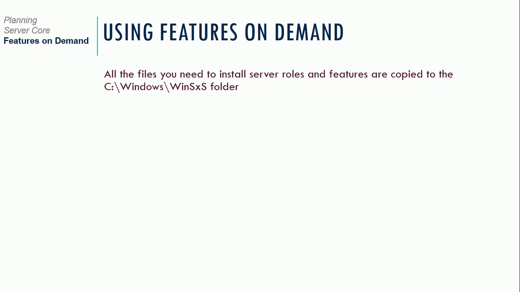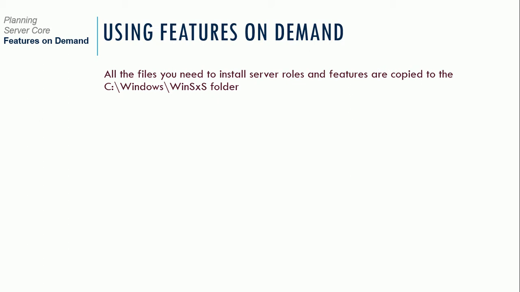In this final video for this unit, I'm going to talk about features on demand. All of the files that you need in order to install Windows Server, or all the different roles and features for Windows servers, can be found in C:\Windows\WinSxS. Of course, C: assuming that you have a C drive. But wherever your system drive is, you'll find all the files that you're going to need.